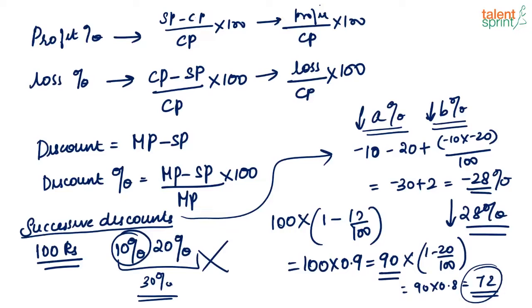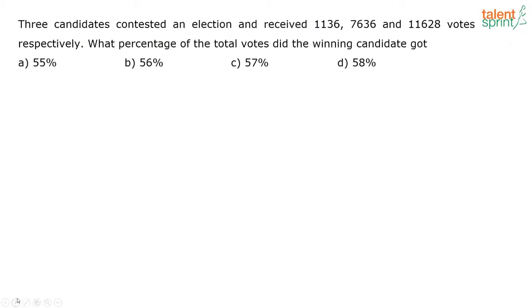So what will be the new price of the article? It will be 100 into 1 minus 28 by 100, that is equal to 72. Again, you get the same answer, right? So for questions on successive discounts, you can make use of this concept of effective percentage and solve. Okay, I hope the basics are clear. Now let's start looking at the questions.